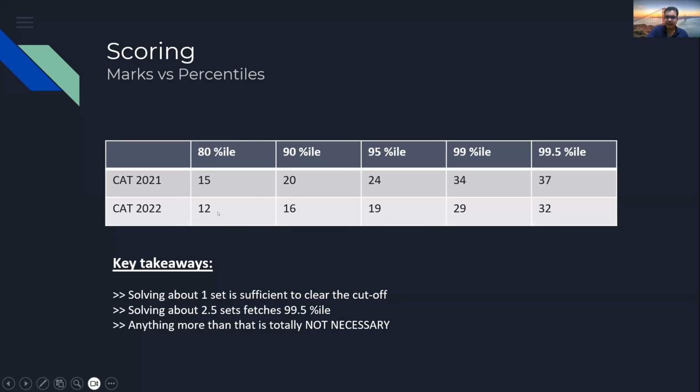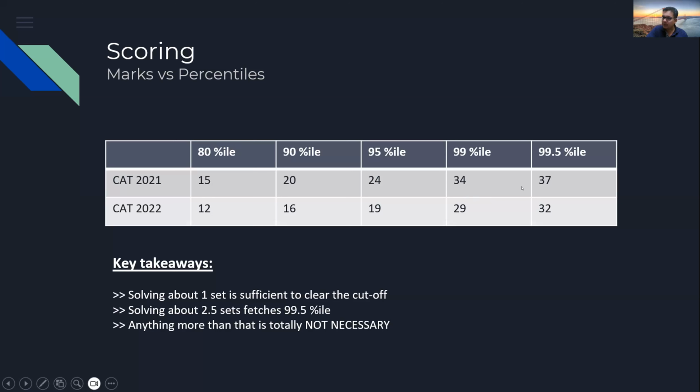Remember earlier in the session, we ran a poll and people said that it takes 3 to 4 sets to score a 99th percentile. And if you see here, the 99th percentile for the last 2 years has been around 30 marks. 30 marks is 2 sets, right? So if you solve just 2 sets correctly, you are getting a 99th percentile, which is like the dream score to have on any day.